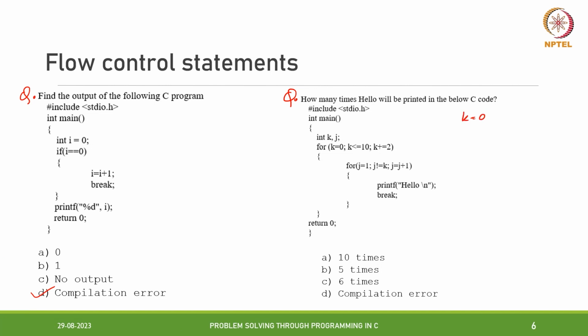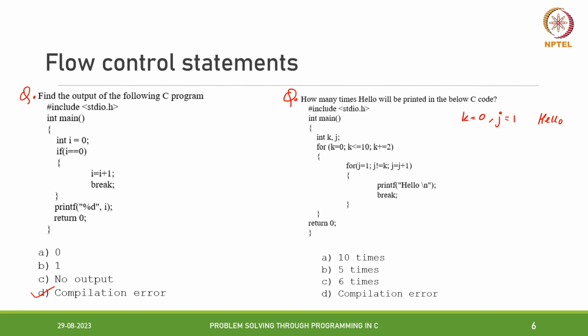Okay, so k equals 0, that is where we start. In the first loop, k equals 0, j is equal to 1, right? Now you check the condition j is not equal to k. Is the condition satisfied? Yes, because k is 0 and j is 1. So you print hello, and then you break. I missed the break. So my answer is wrong.